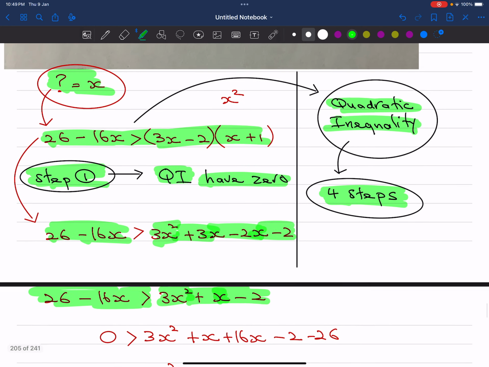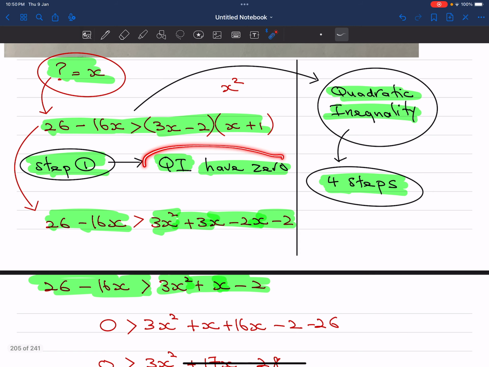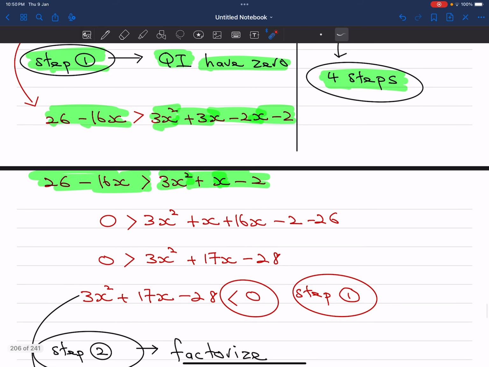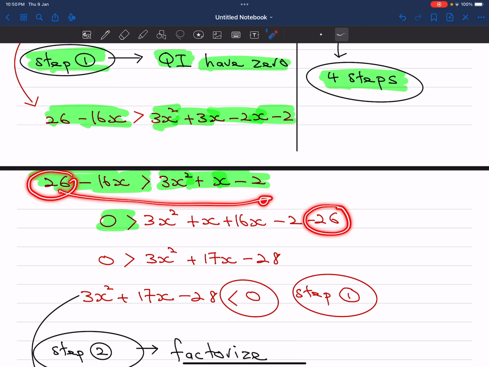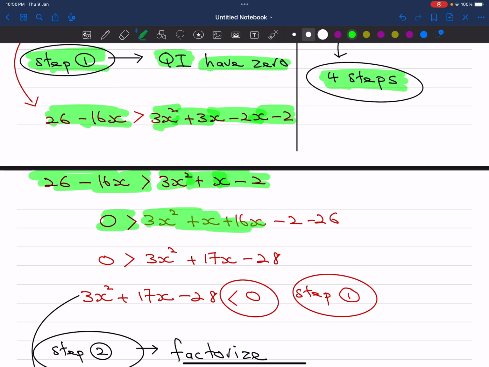Now I need to get 0. Our step 1, the quadratic inequality must have 0. So what I do, I'm going to take the left hand side, transfer to right hand side. So now left hand side, I'll have the 0. Maybe 3x squared, I just copy back 3x squared. X also copy back. Now negative 16x, bring the other side, becomes plus 16x. And then negative 2 copy back. And finally 26 transfer, I get negative 26. So we have 3x squared plus x plus 16x minus 2 minus 26.